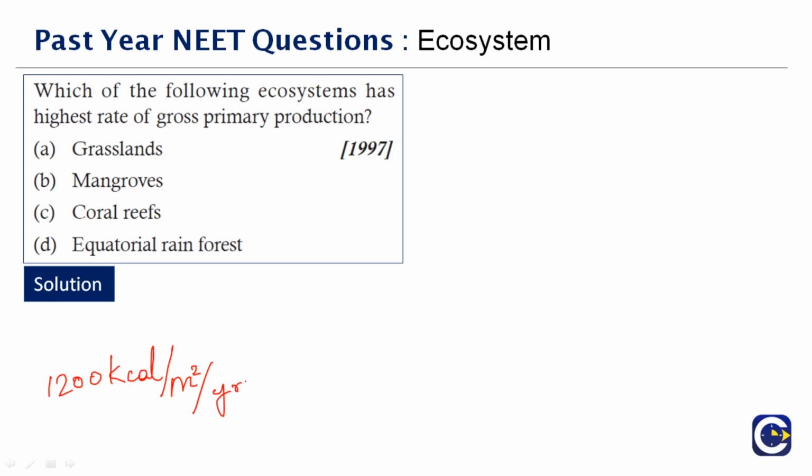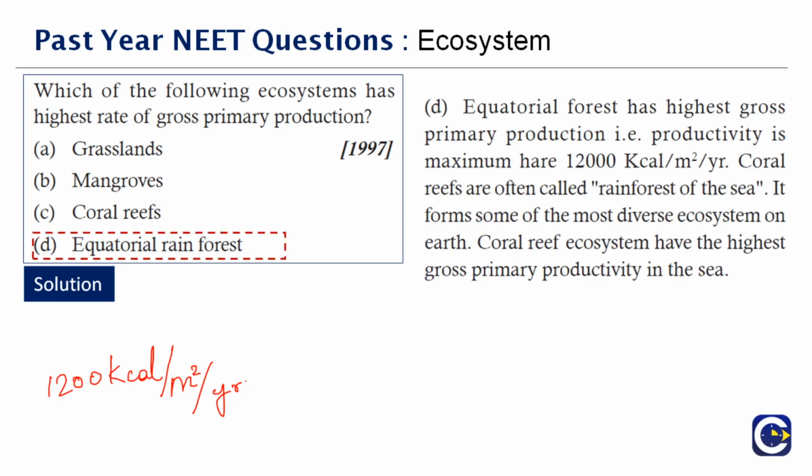Coral reefs are often called the rainforest of the sea. They form some of the most diverse ecosystems on earth. Coral reefs have the highest gross primary productivity in the sea. So when you talk in terms of sea, you can take coral reefs, or you can even take grasslands. But here they are asking about gross primary production in the ecosystem in general. Therefore, the answer will be equatorial rainforest, which is option D.